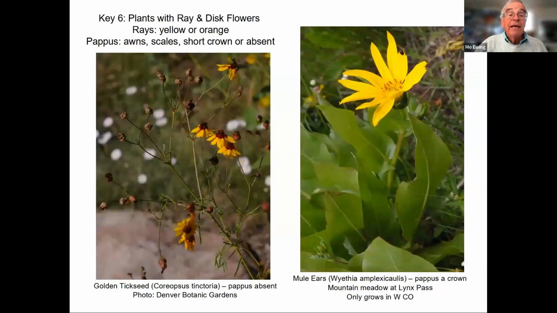And then the last key, key 6: plants with ray or disc flowers, rays yellow or orange, and the pappus are awns, scales, a short crown, or absent. This is the second grouping of all the others that aren't capillary. An example is golden tick seed, which doesn't have a pappus at all. And then mule's ears, Wyethia amplexicaulis, has a pappus of a crown. And so those are the 6.